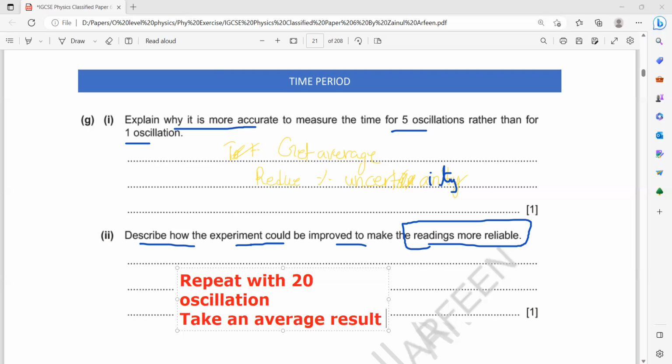Like you did the experiment one time, you got the time as 20.1. Then we did another 20.3. Then we did another, say 19.8. Then we did another, say 20.4. So what we should do, we should take an average result. Do the experiment multiple times and take an average result to be more accurate.